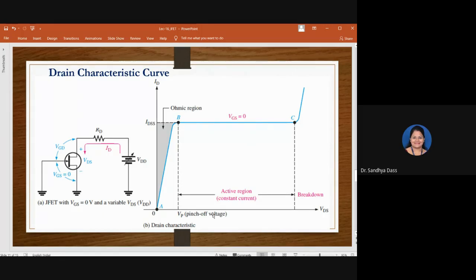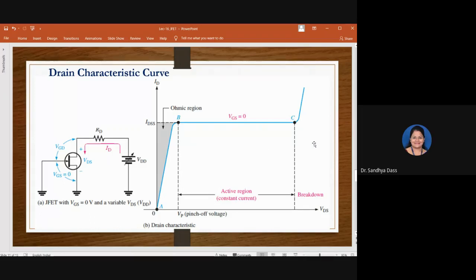Okay, please observe, in the y-axis you have VDS, in the x-axis you have drain current, ID. So as you're varying VDS, drain current is increasing. Okay, after VP, drain current will be constant. Okay, this is where you have constant current output from the JFET, which we call the active region. That there is constant current there, right?